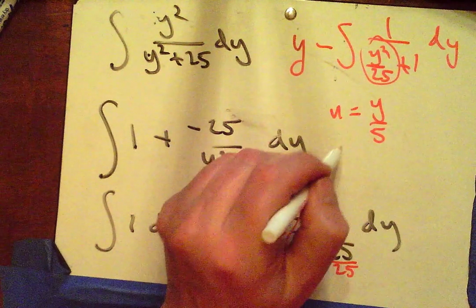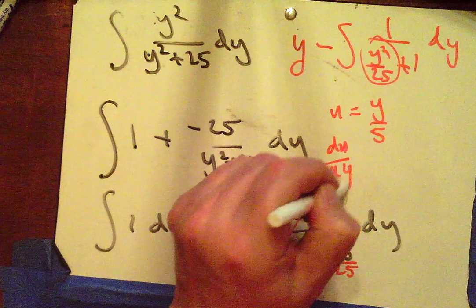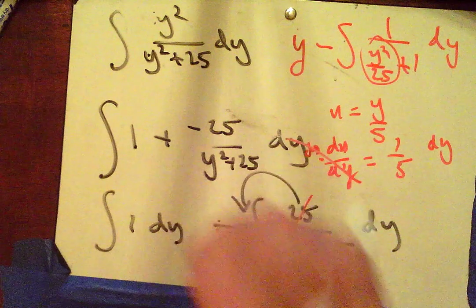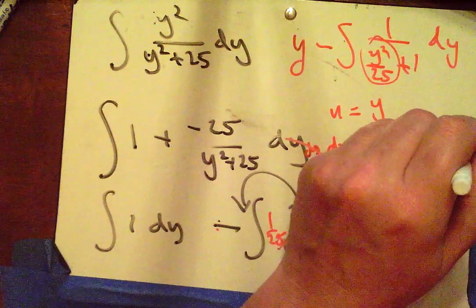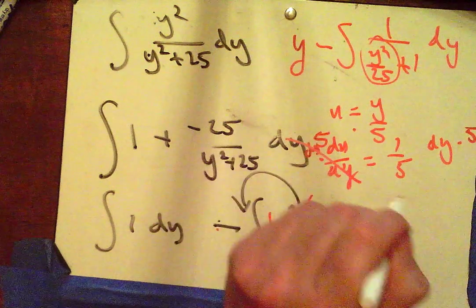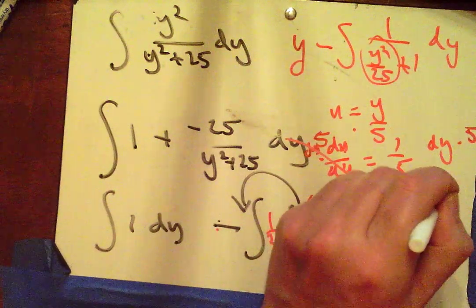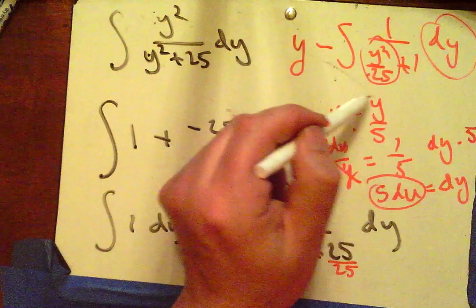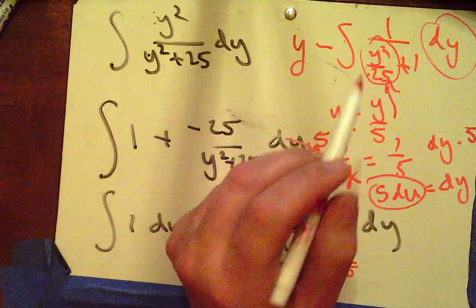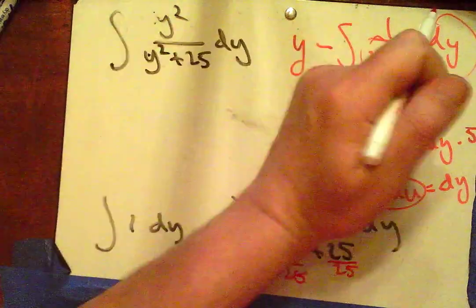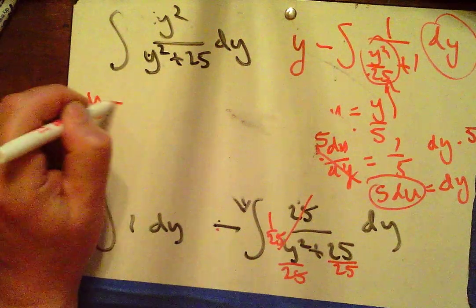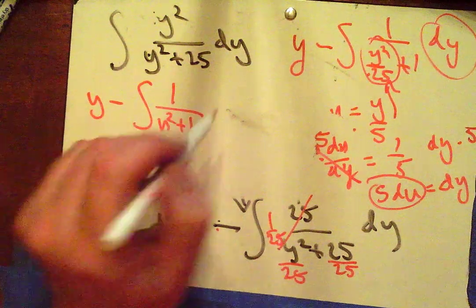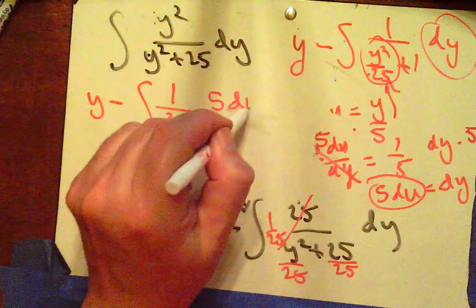And we know that if we take the derivative here, du dy equals 1/5. And if we multiply both sides by dy, and maybe multiply both sides by 5, I get that 5 du equals dy. So I can replace that with this. I can replace that with this being squared. So, okay, where are we now? y minus integral 1 over u squared plus 1, 5 du.